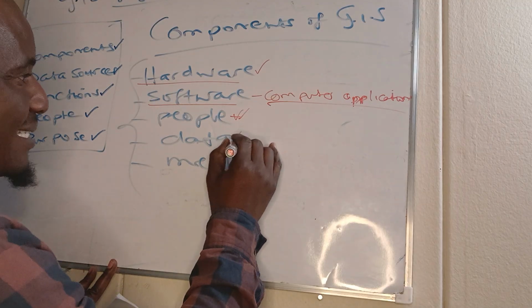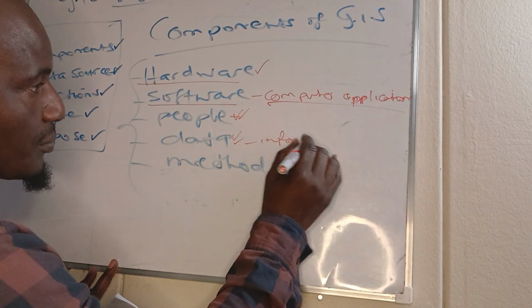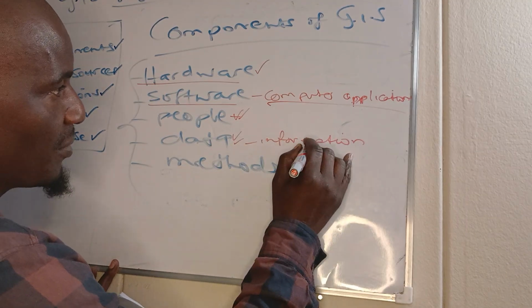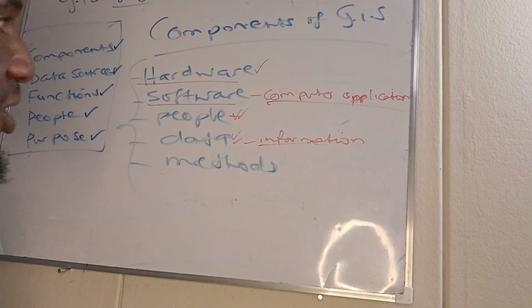Then we have got the data. This is the information that is analyzed, the information that is modeled, the information that is displayed. So that's part of your data, another component of the GIS.